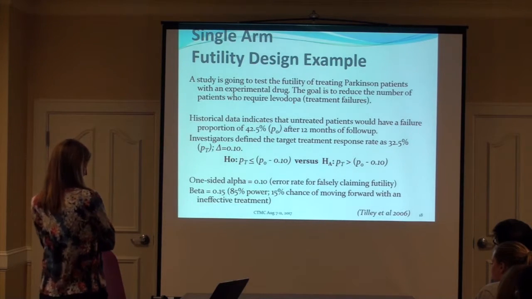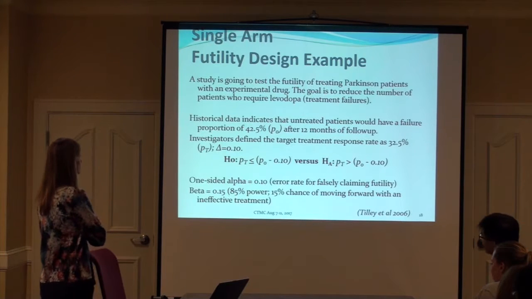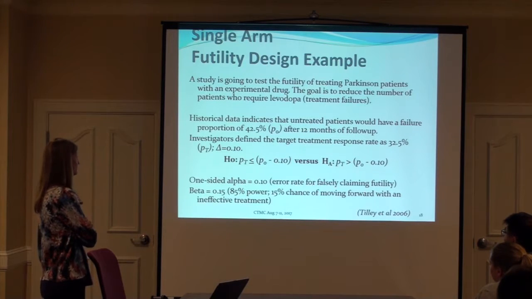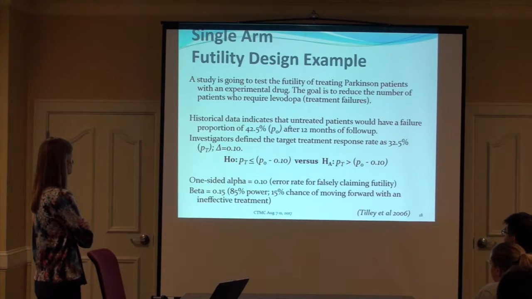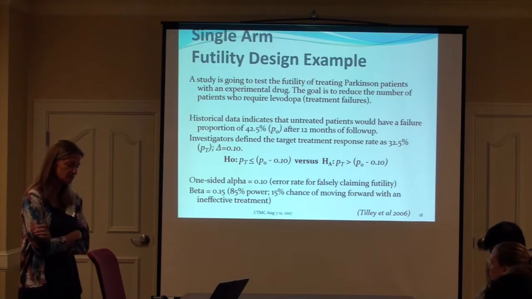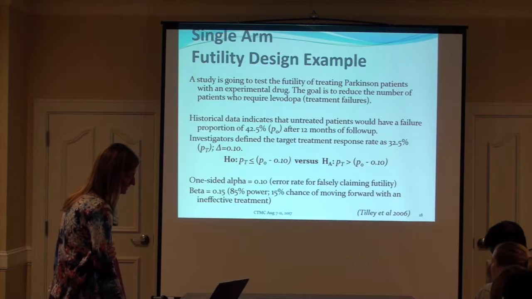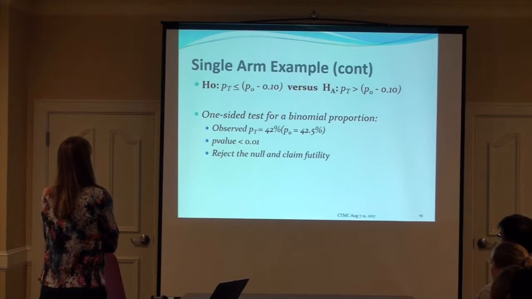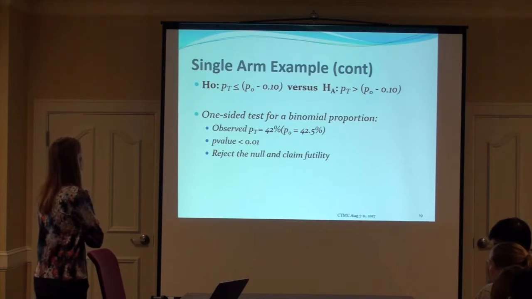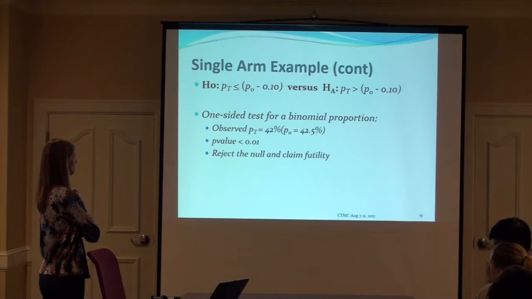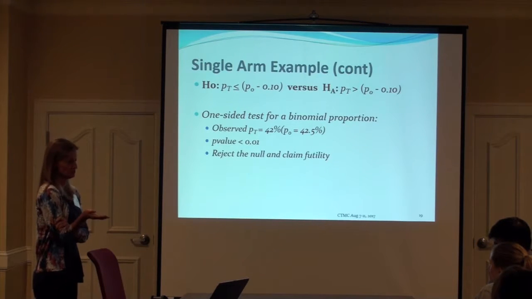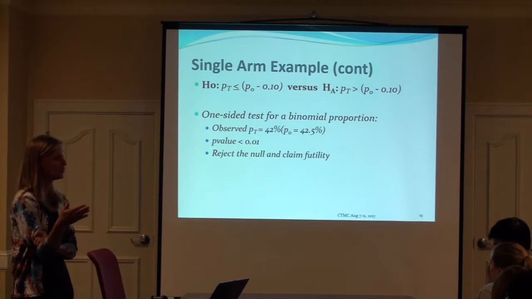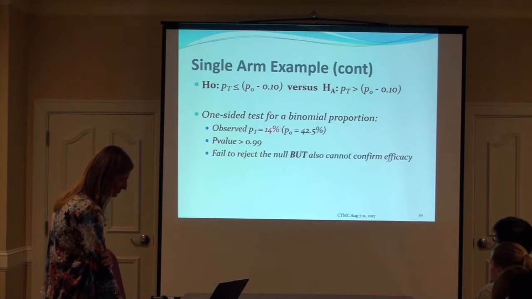That's what they wanted to see. So you can set up your hypothesis testing, right? They chose a one-sided alpha at 0.1. The beta was set at 85% power, or 15% chance of moving forward with an ineffective treatment. And you can calculate the sample size that's needed based on these parameters. So if you did a one-sided test for a binomial proportion, if they observed 42%, you obviously have a very small p-value and you would know not to move forward and you could claim futility, right? That would be a very straightforward go, no-go decision and you're done.